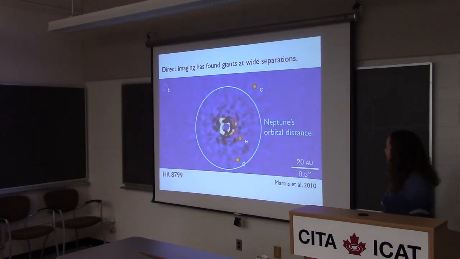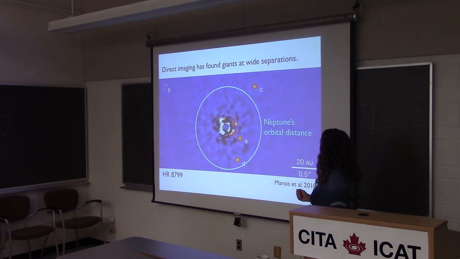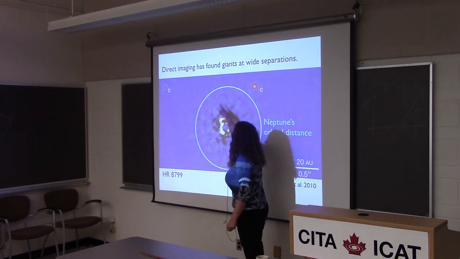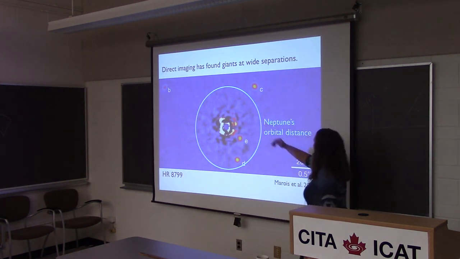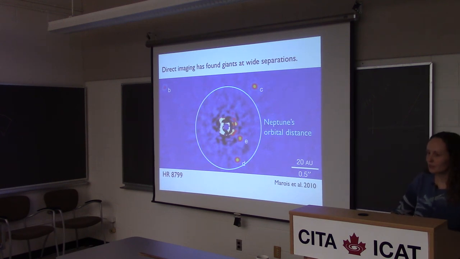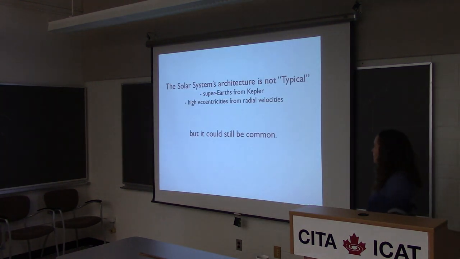And most recently, direct imaging has found giant planets at very wide separations. So this is the HR 8799 system. This is Neptune's orbital distance for scale. And on here, we have 4 probably approximately 10 Jupiter mass planets at very wide separations. So I'll come back to this system later as well.